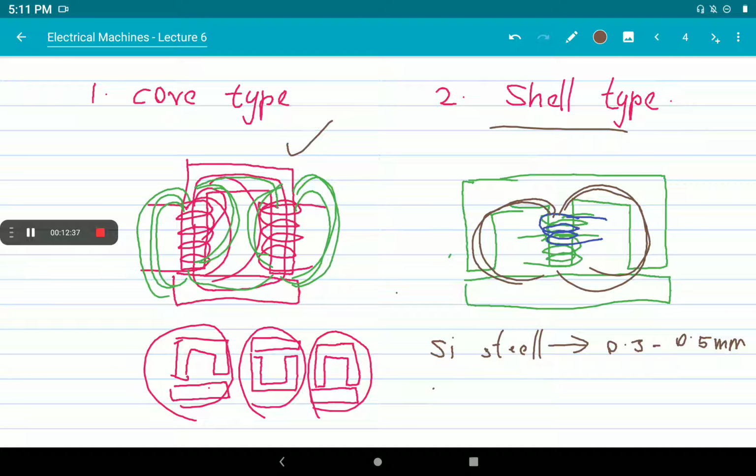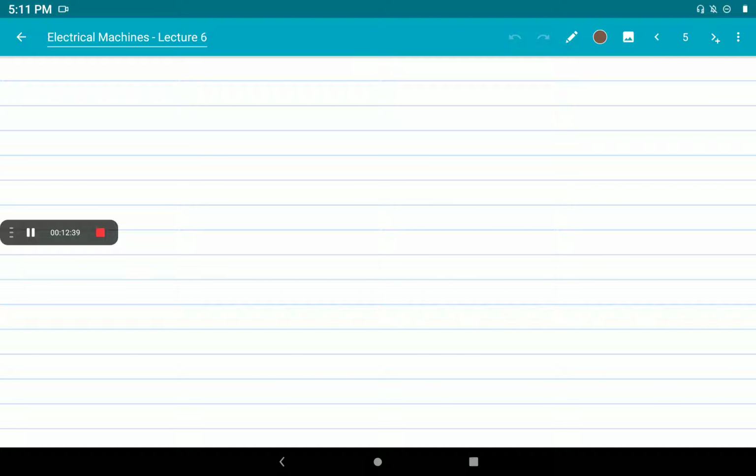So normally the transformers are made as single phase transformers. Three phase transformers are usually not constructed on a single core. Because of this transportation issue, we make the transformer as three single phase transformers.